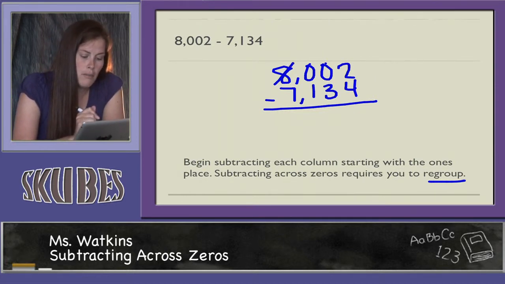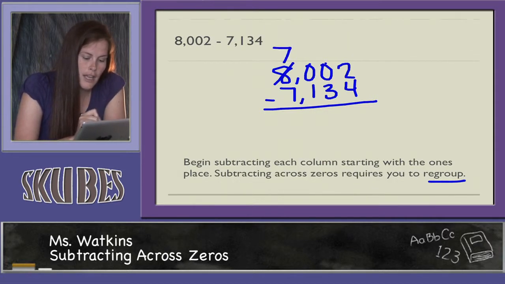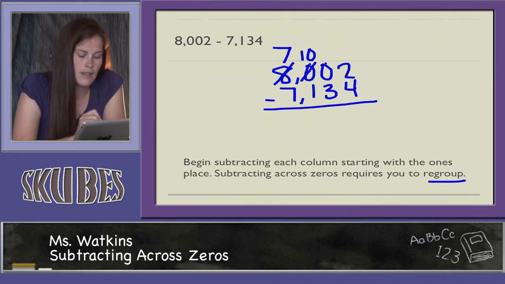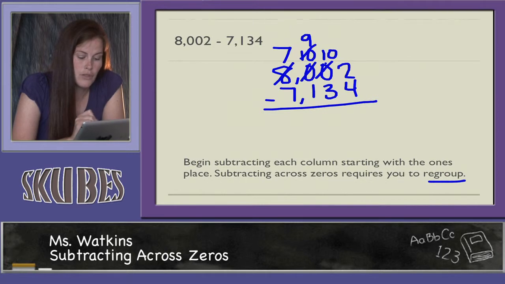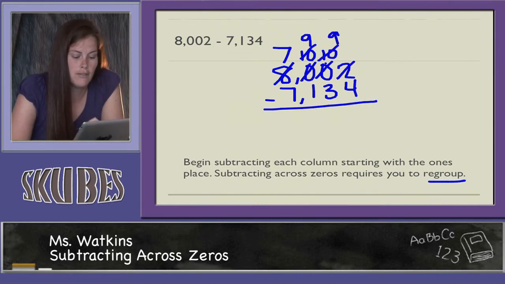I'm going to borrow from my 8. That becomes a 7. And then my hundreds place is now going to, instead of a 0, become a 10. Then I need to borrow one more. That 10 becomes a 9, and this 0 becomes a 10. Now I can borrow from my tens place. So 10 becomes a 9. This 2 becomes a 12.